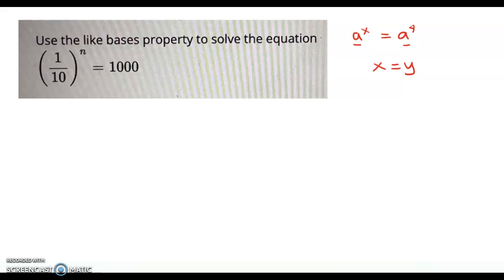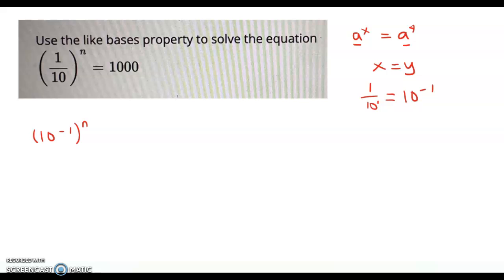Okay, so that's what we're going for here: we want to see if we can get the bases to be the same. Well, looking at these, I'm thinking we can probably get them to be a base of 10. So first of all, let's start with 1/10. Well, if 10 is in the denominator here and it's to the 1, I know I can bring it up to the numerator and it will be to the -1. So I'll do that first. 1/10 is the same as 10 to the -1, still to the n power.